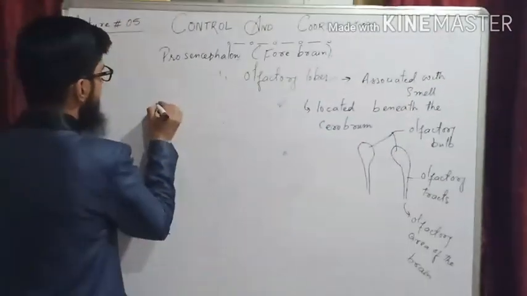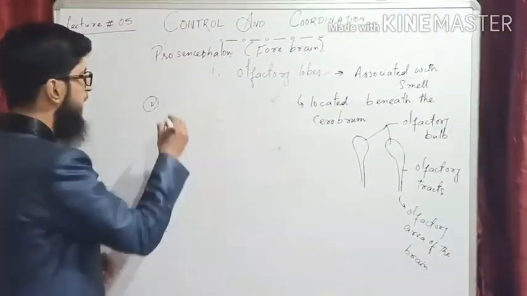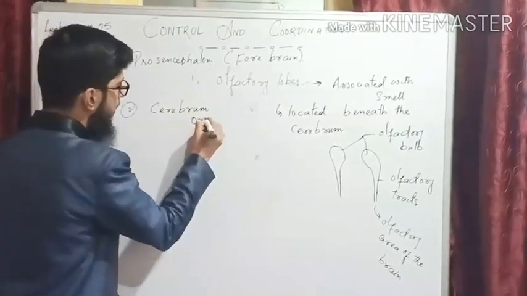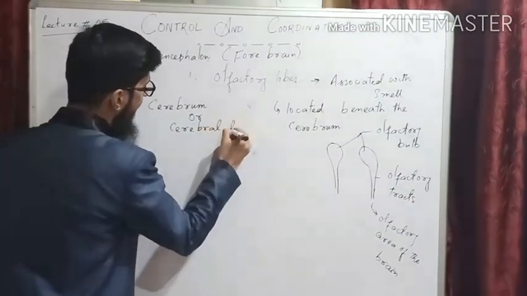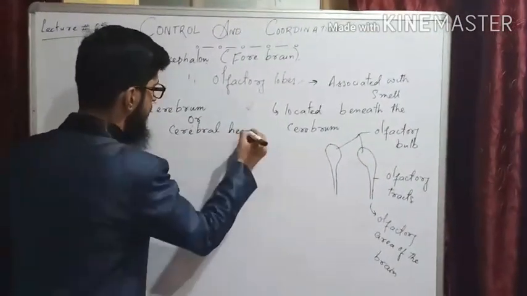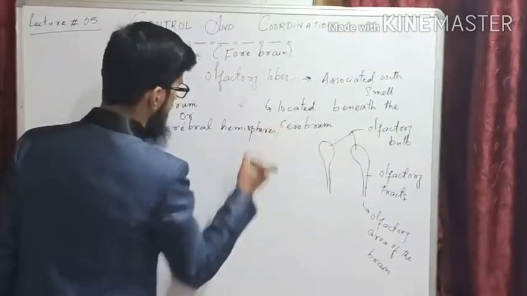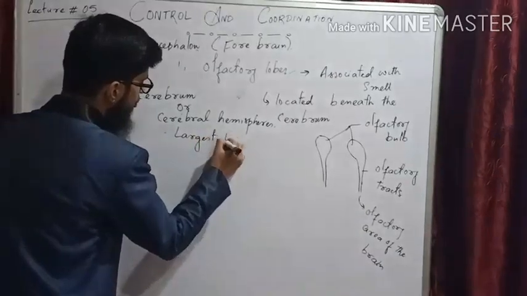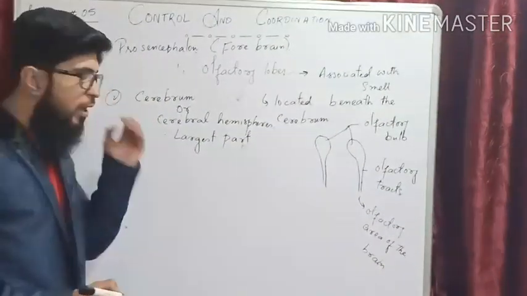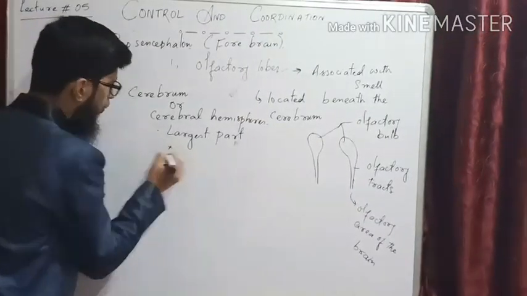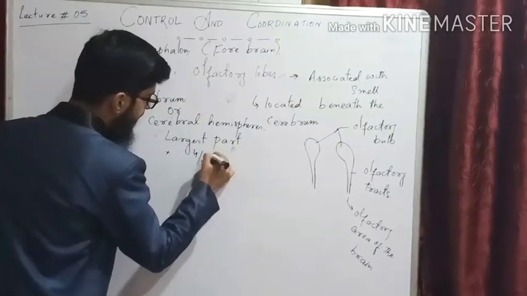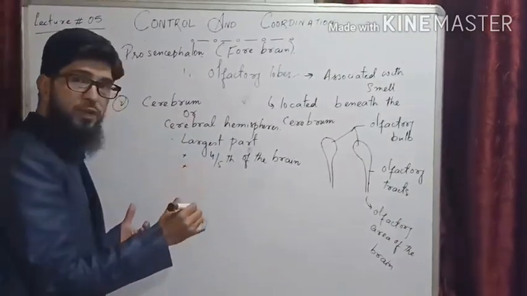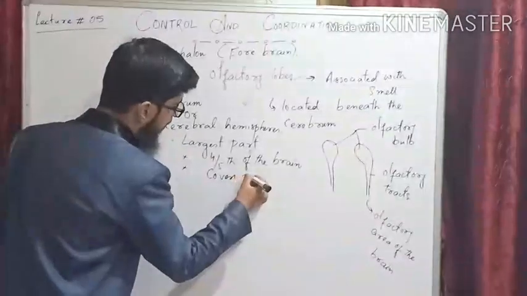Now let's talk about the second part of the forebrain, prosencephalon, that is the cerebrum, or we also call it the cerebral hemispheres. Why? We will talk about that later in this lecture. The cerebrum is the largest part of the brain, largest in weight also, and it covers the maximum parts of the brain. It is about 4/5 of the brain, and it covers most of the other parts.